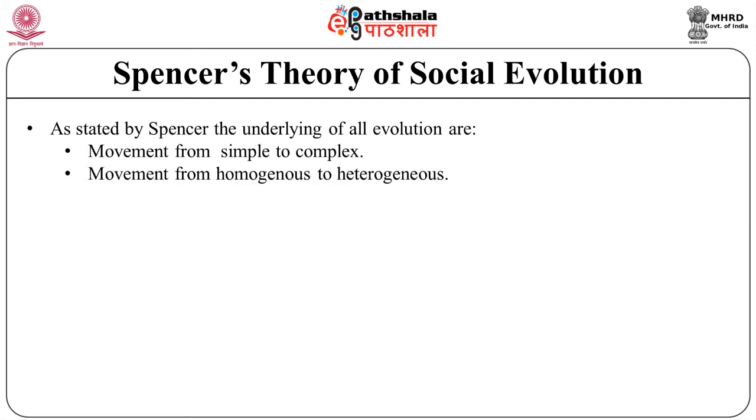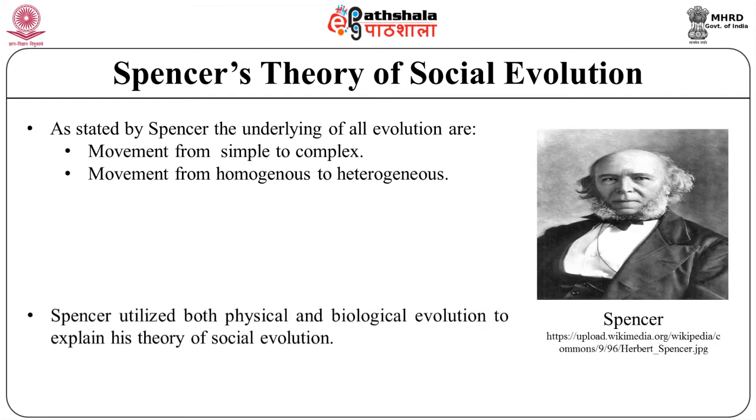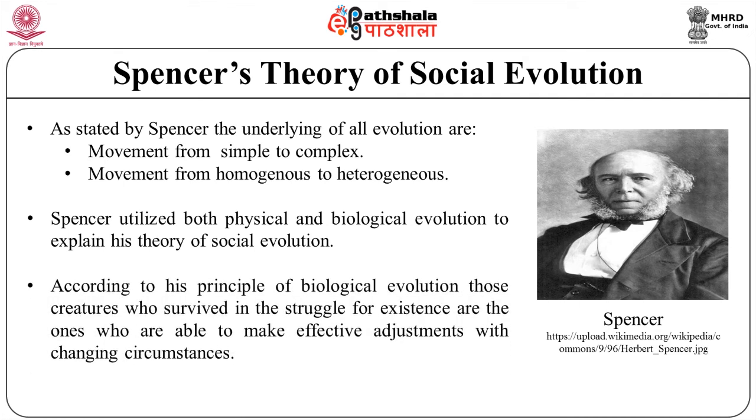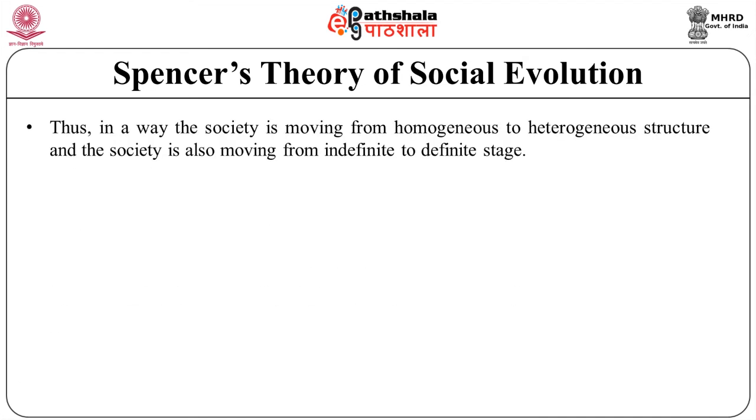As stated by Spencer, the underlying principles of all evolution are, number 1, movement from the simple to the complex, and number 2, movement from the homogeneous to the heterogeneous. Spencer utilized both physical and biological evolution to explain his theory of social evolution. According to his principle of biological evolution, those creatures who survived in the struggle for existence are the ones who are able to make effective adjustment with changing circumstances. Thus, in a way, society is moving from the homogeneous to the heterogeneous structure, and from the indefinite to the definite stage.